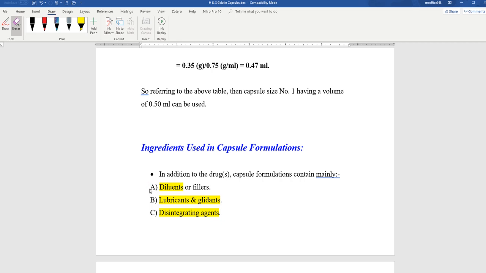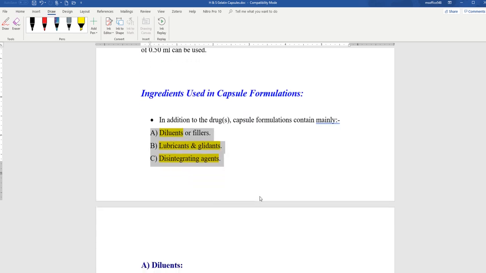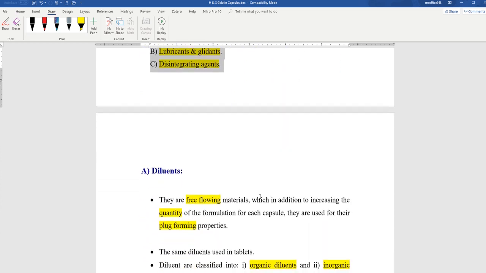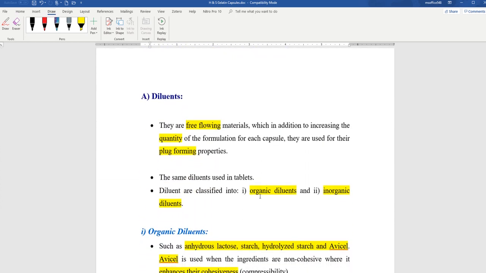Okay. Number 1, we have the diluent or fillers. Number 2 category of material is lubricant and glidants. Number 3 is disintegrating agent. So we have 3 categories of materials that I may need to add to the capsule formulations. Okay, let's talk about each one of them and why they are added. What is their function?